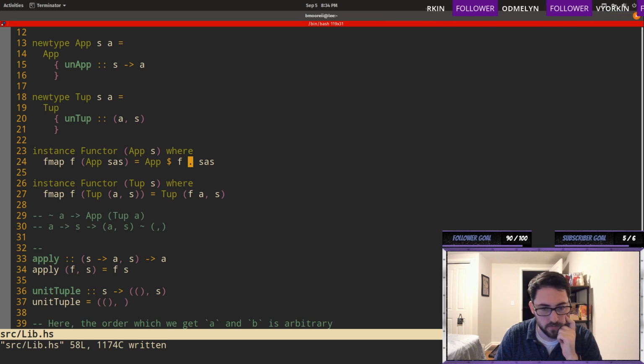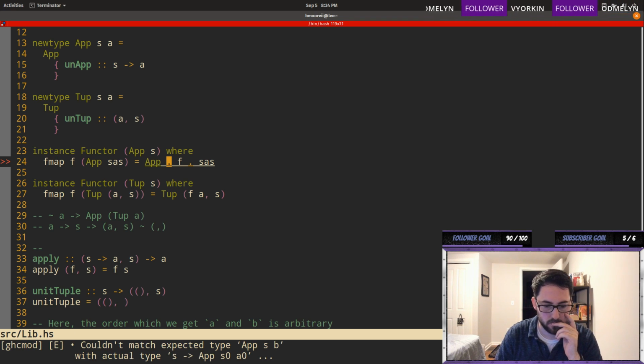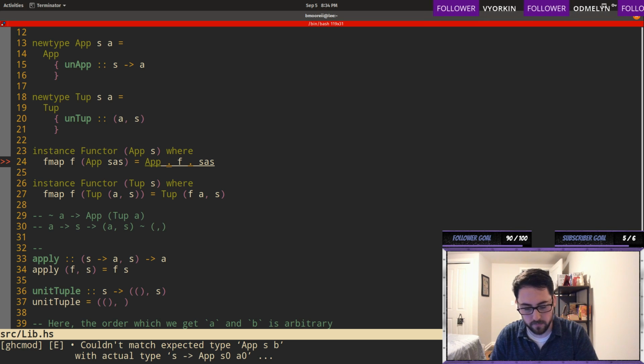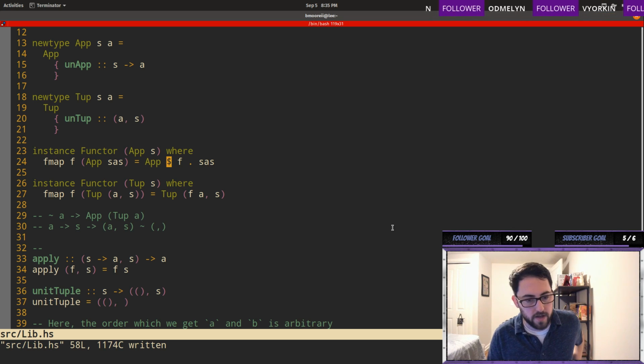Nice. I suppose this can just be a dot as well, right? Oh, no. It can't. Because this is really the piece that's the S. So I need a dollar sign there.